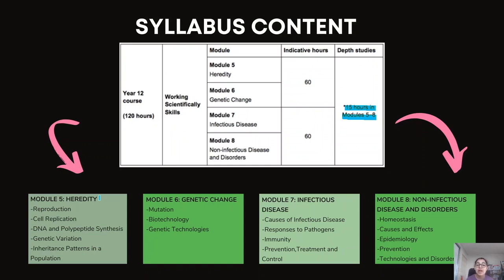And then finally we look at module 8, which is non-infectious diseases. So you definitely get a variety there. You're looking at infectious diseases, and then you're looking at non-infectious diseases. For non-infectious diseases and disorders, we'll be looking at homeostasis. You should hopefully remember that word from year 11, homeostasis. We'll look at causes and effects. We look at epidemiology. And then we'll look at prevention, technologies, and disorders. So let us get started.